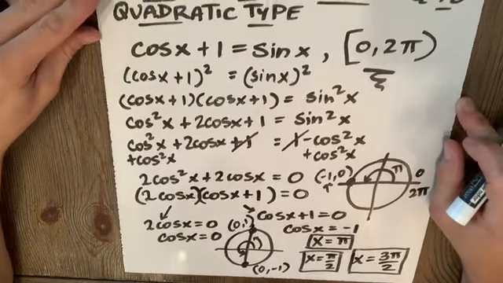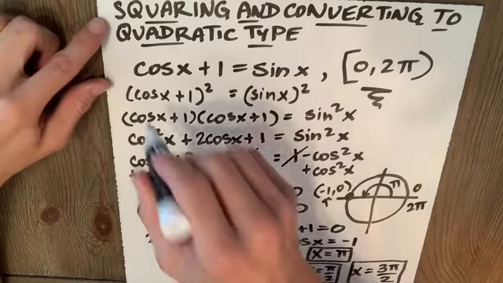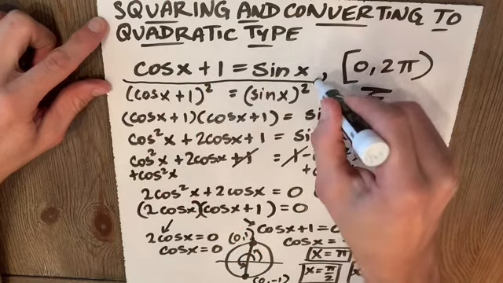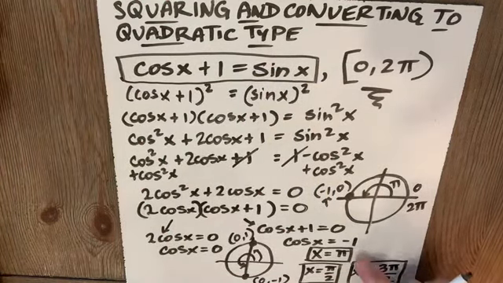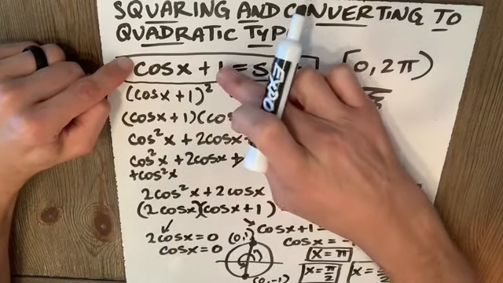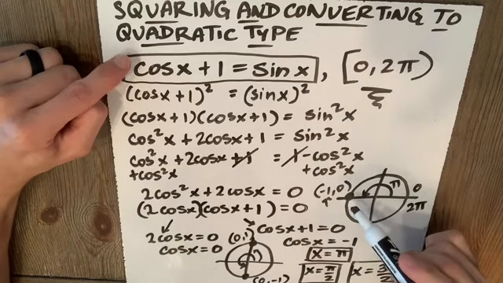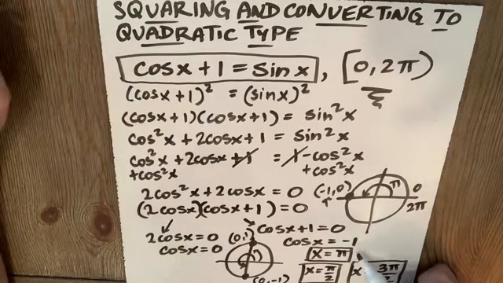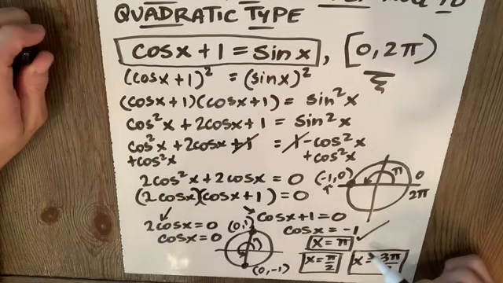Wait a second. I've got to plug them into my original equation. Remember, this is the original equation. Let's see which are true, and hopefully they're all true. X equals pi. Cosine pi is -1, plus 1 is equal to sine pi. Well, sine pi over here is 0. So we have -1 plus 1 equals 0. That's a true statement. So we're good to go with that first solution.